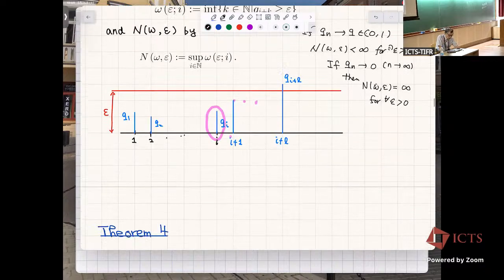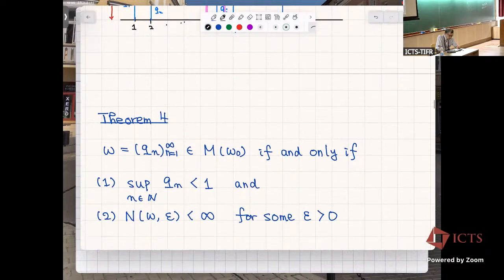Okay. So the conclusion is the following. This is theorem 4. The sequence omega belongs to the moduli space of the standard Cantor set if and only if its upper bound, the supremum of Qn, is less than 1, and this N(omega, epsilon) is finite. Those are the conclusions. This one and this one.